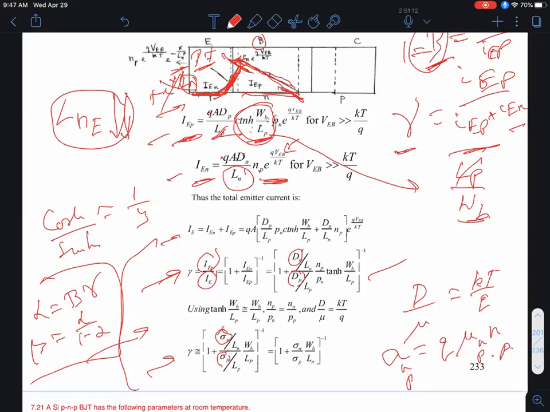Would it also have a linear gradient? Excellent, very good. So instead of just having a decaying exponential as shown over here, that will also be a linear profile, okay? So then the emitter current, IEN, would be this concentration divided by the emitter width, okay?